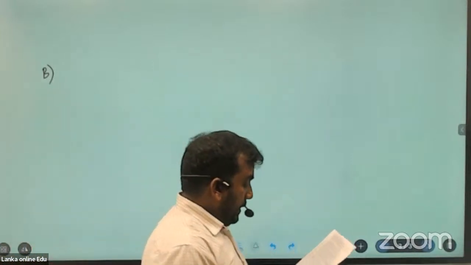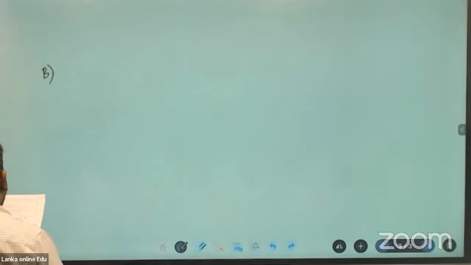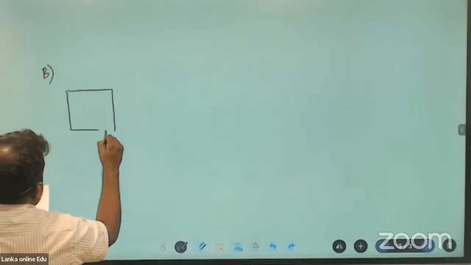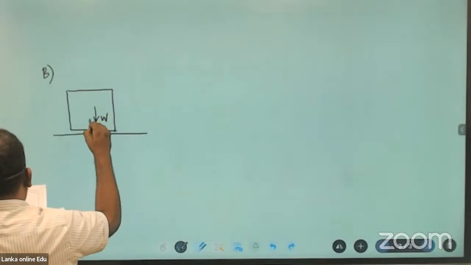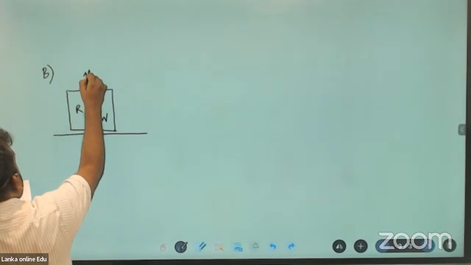Part B. The tension force and normal reaction force acting on an object are shown. So here you go. Weight of the object is W. Normal reaction R. Tension here T.